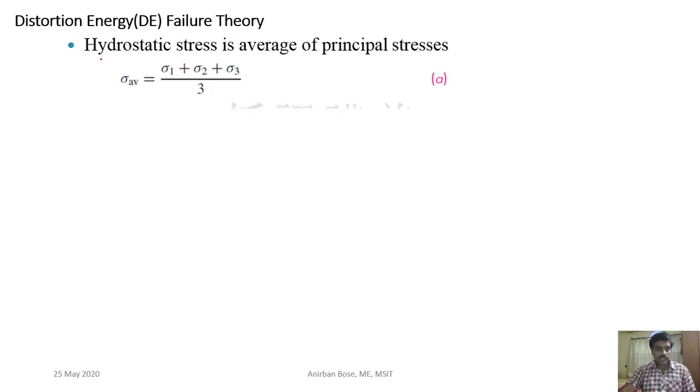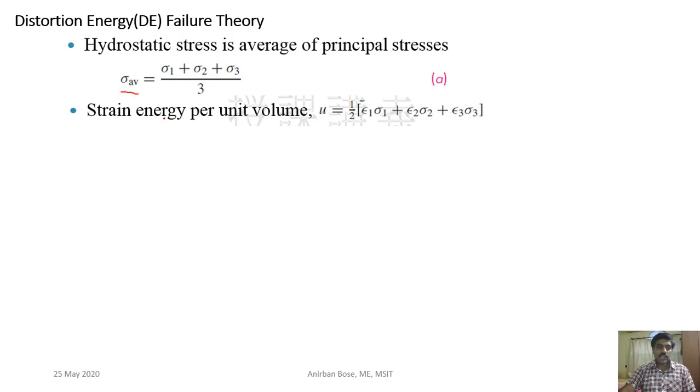So let us try to see what sigma average is. The hydrostatic stress is the average of sigma 1, sigma 2 and sigma 3. Now we can calculate the strain energy per unit volume. Remember, the total strain energy per unit volume is half into stress into strain in all three directions. Since there is no shear, because these are principal stresses, the strain energy corresponding to shear is absent. So it is half sigma 1 epsilon 1, sigma 2 epsilon 2, sigma 3 epsilon 3.